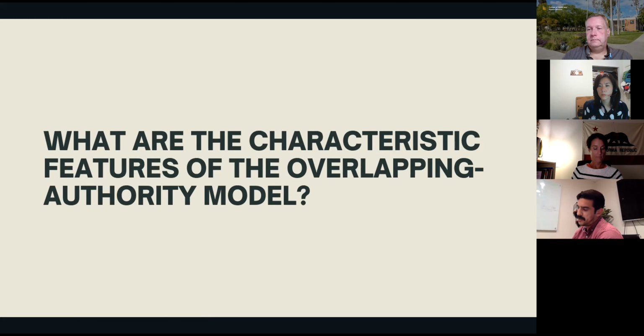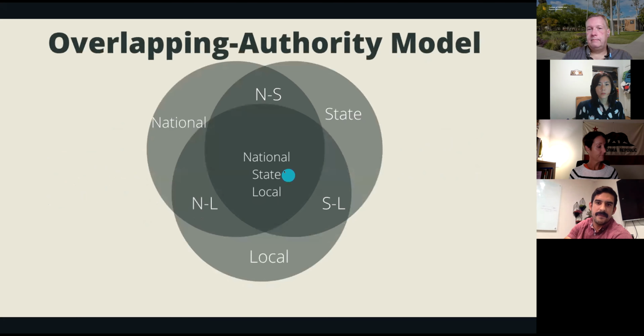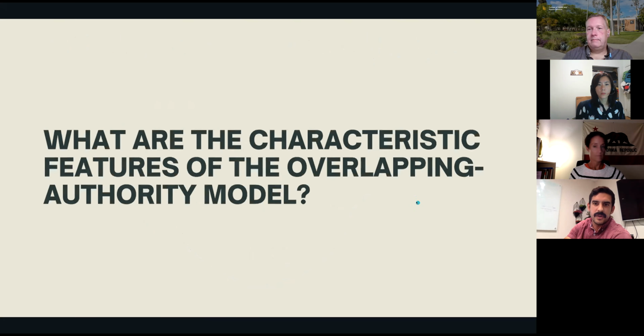So the article does mention that this overlapping authority model is the more relevant and pertinent to government today. I don't know if everybody feels the same way. I feel like each model is used somewhere or another. But yeah, that's all I had.